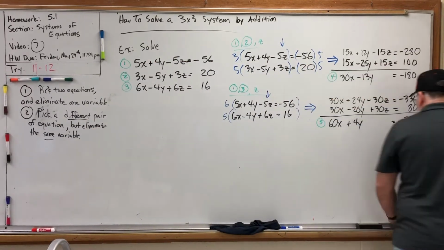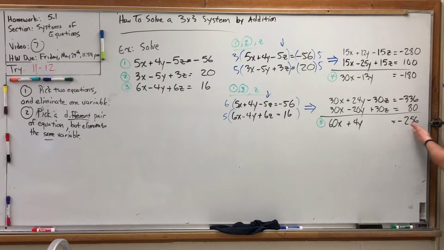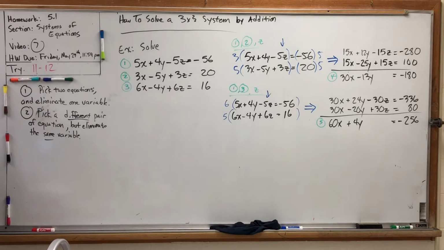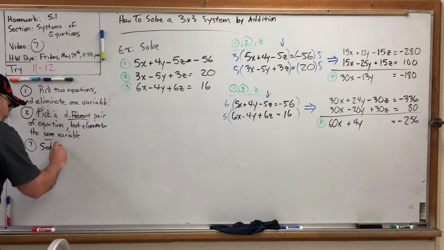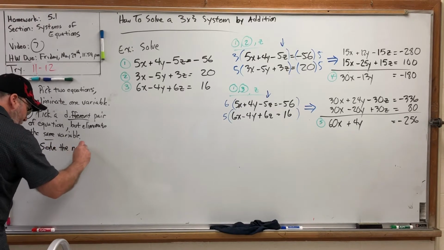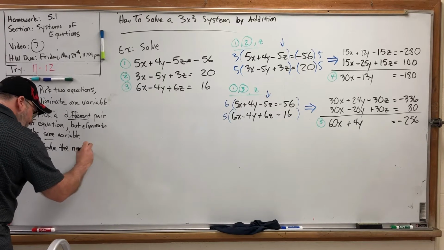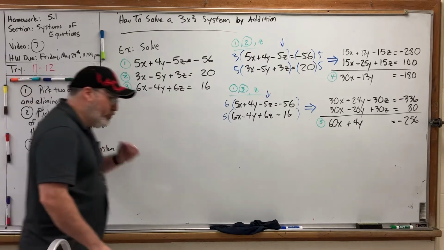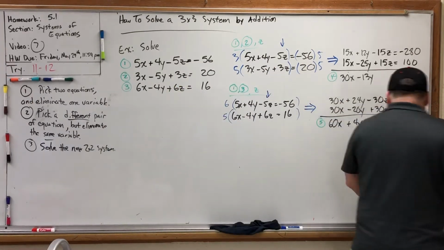Now, some of you may recognize that in this equation, all the numbers are reducible by 4. I can divide everything by 4. Since that won't always be an option, let's just run with it as is. At this point, you have 2 equations with 2 variables. So now, your third step, it's going to be short. Solve the new 2 by 2 system. The instructions are short, the execution of it maybe not so.